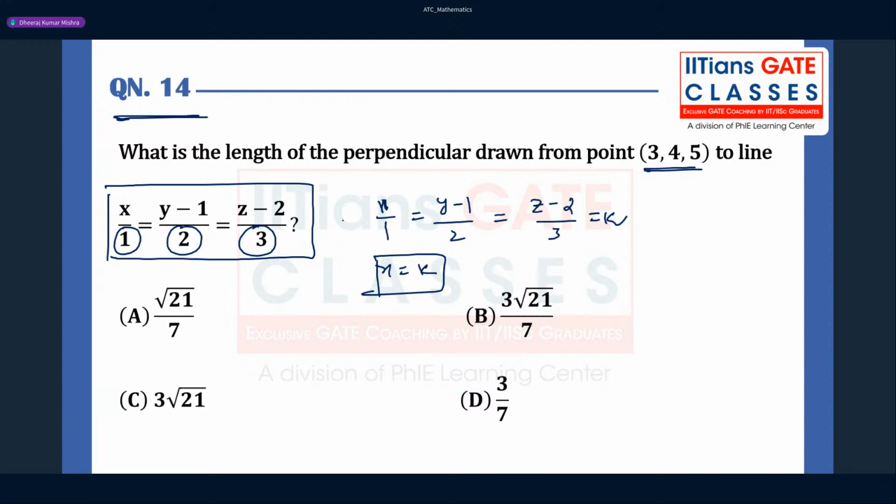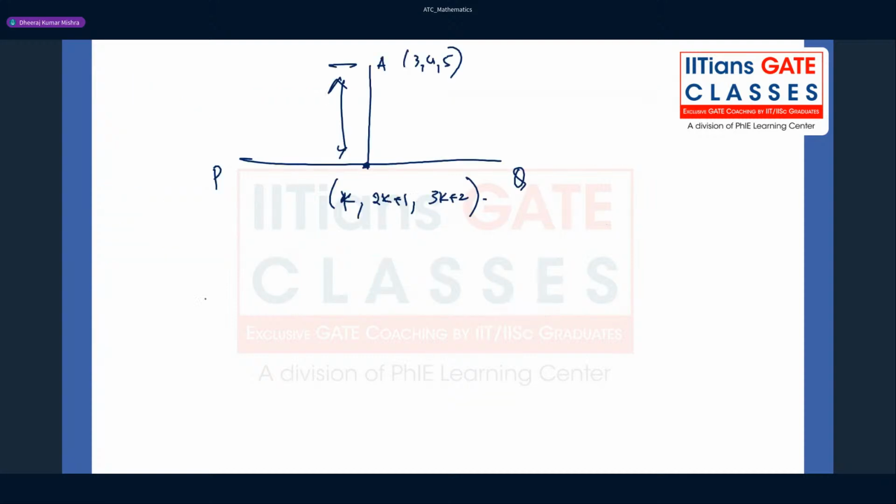Okay. Since they have given here the direction ratio of this line, the direction ratio of this line is nothing but 1, 2, 3. And these two lines are perpendicular to each other. So you can say that the direction ratio of PQ is given as 1 comma 2 and 3, right? And you can also find the direction ratio of AB, this line AB. So what will be the direction ratio of AB?